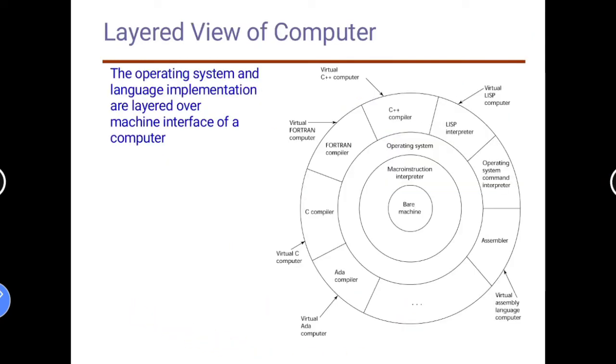Now come to the layered view of computers. I think you remember our previous video. I explained this picture a little bit, but here we can study more about this. The operating system and language implementations are layered over the machine interface of a computer. If you remember our previous video, one of the pictures had hardware, over which our operating system runs, over that application software runs, and the user communicates with that. Here we have the bare machine, that is the CPU. After that, the micro-instruction interpreter, the operating system, and the basic software, which is written in Ada, C, Fortran, C++, Lisp, anything.